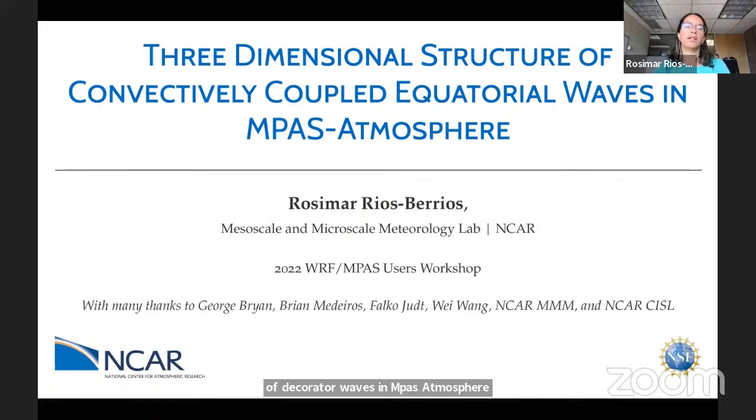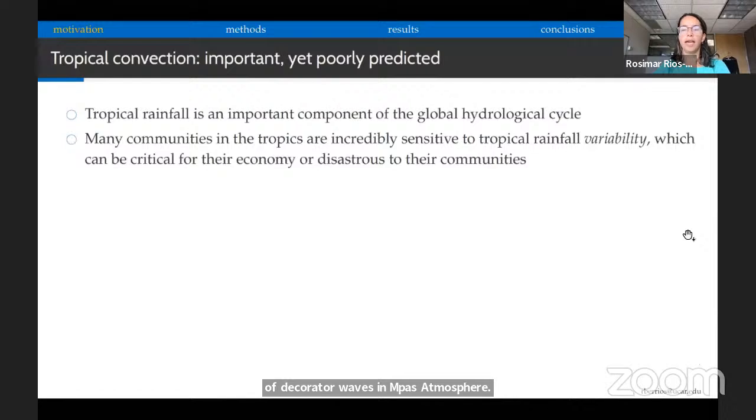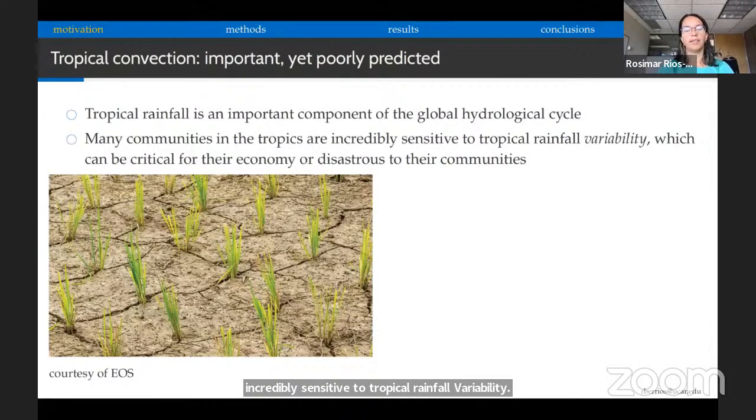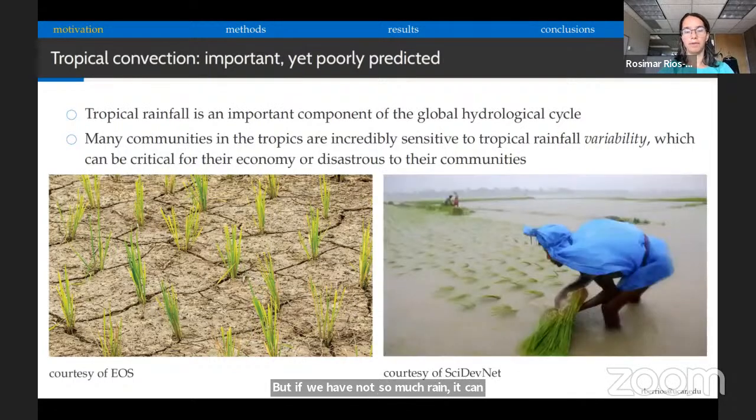And so we're focusing on the tropics because the day-to-day and week-to-week variability is very important. Tropical rainfall is a very important component of the global hydrological cycle, and many communities are incredibly sensitive to tropical rainfall variability. So if we have too much rain, it could be a problem, but if we have not so much rain, it can also be a problem, as illustrated by, for example, these two very contrasting figures of agricultural regions in Africa. So it's this week-to-week variability that we're focusing on and trying to understand better, because it can explain a lot of the rainfall that happens in the tropics, but also outside the tropics.